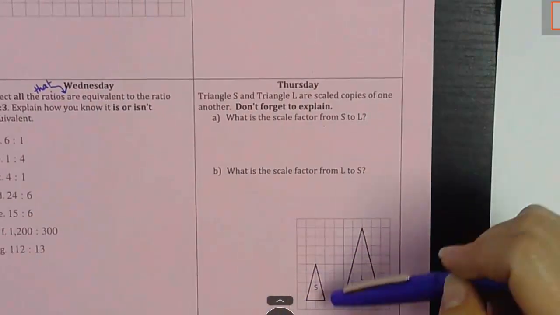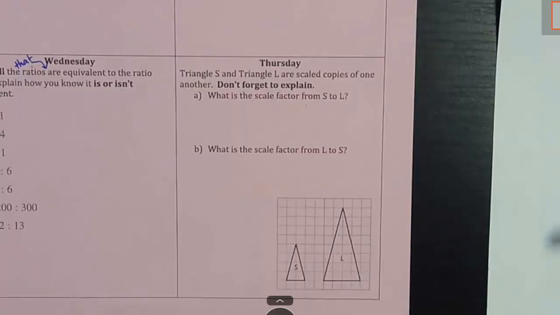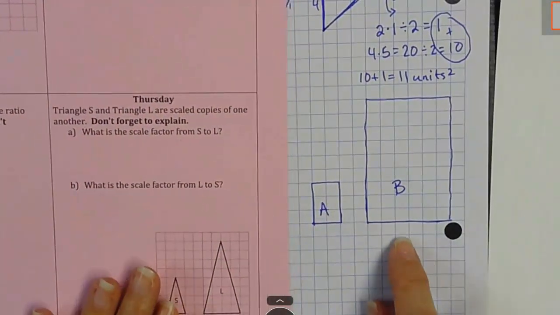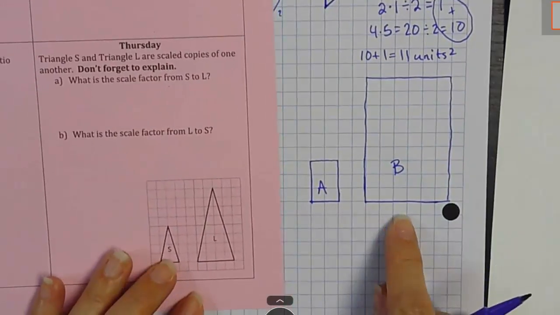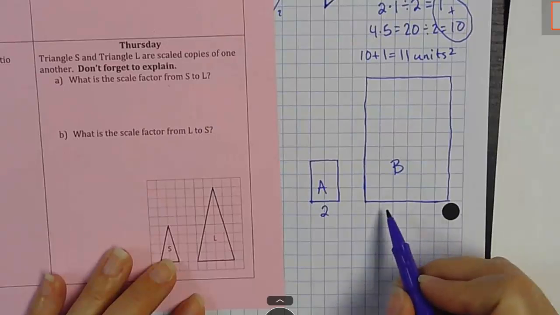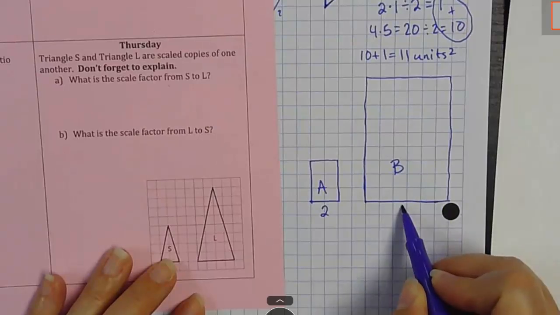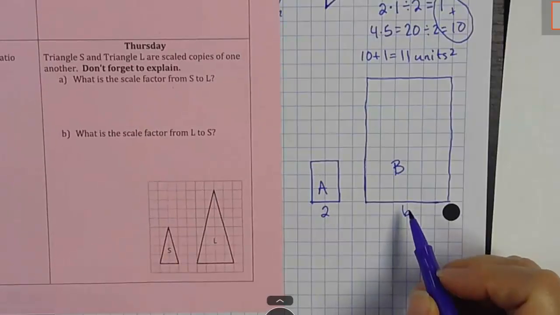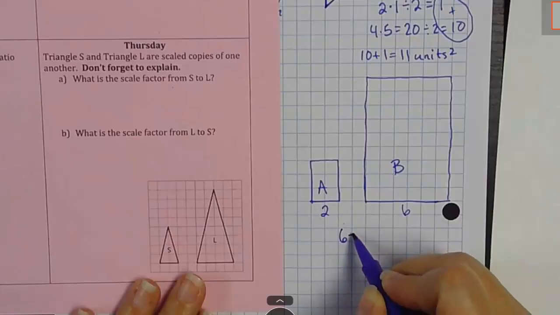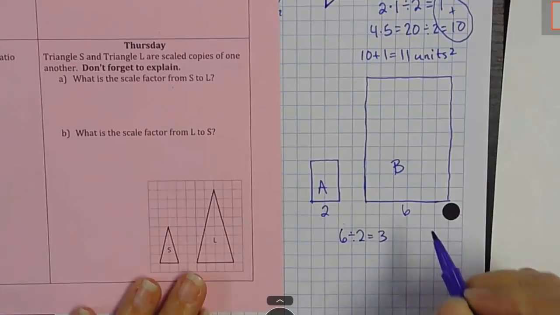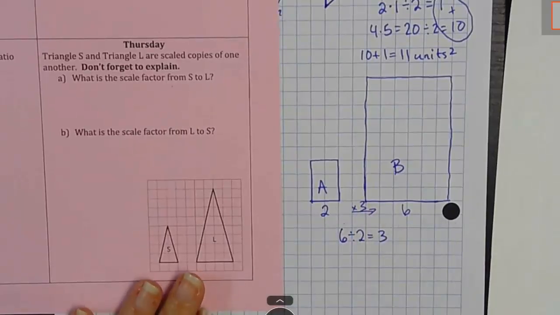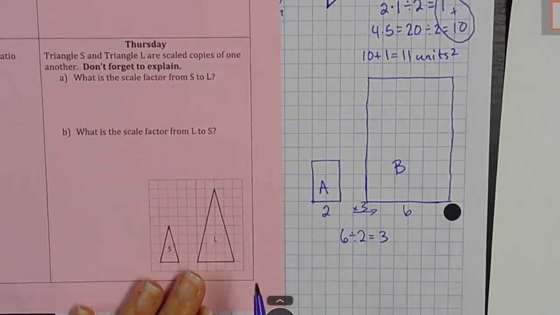So I'd want to do some counting on here, but you only have to measure one side. So for example, I drew an A and a B. If I was trying to figure out what the scale factor is, I could just pick one side. This side is 2. The corresponding side is 1, 2, 3, 4, 5, 6. These correspond. What would I have to multiply 2 times to get to 6? So remember, we could divide backwards. 6 divided by 2 is 3. So my scale factor is 3 if I'm going this direction, right? 2 times 3 equals 6.